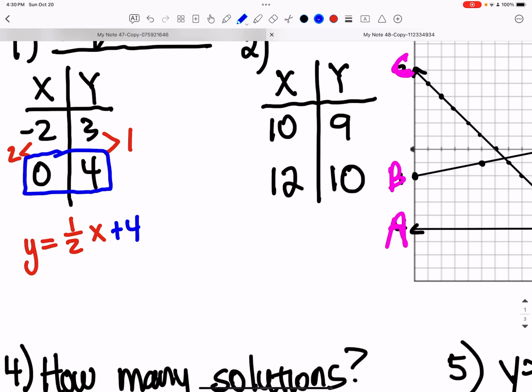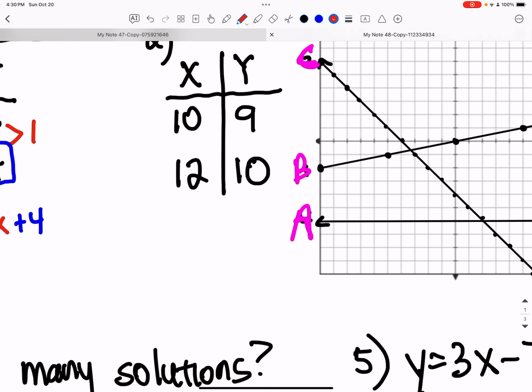So there's the equation. This one, he goes up $1 every 2 days. So y equals, same thing. He makes $0.50 a day. That's what this means. That's his slope. That's how much he's making. He's making $0.50 every day.